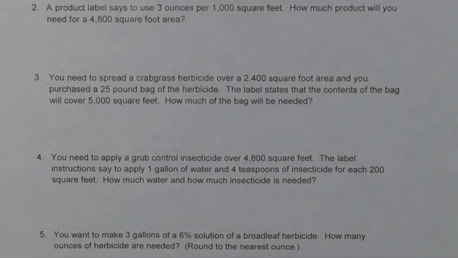You need to spread a crabgrass herbicide over a 2,400 square feet area. And you purchase a 20-pound bag of herbicide. The label states that the contents of the bag will cover 5,000 square feet. How much of the bag will be needed?